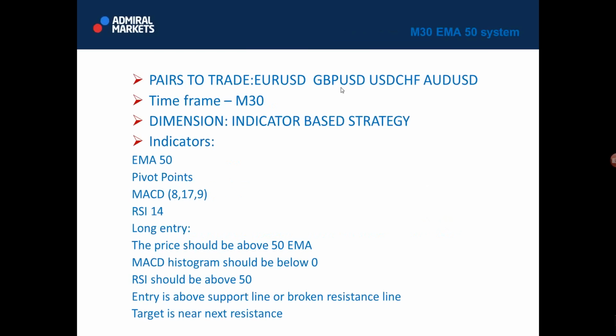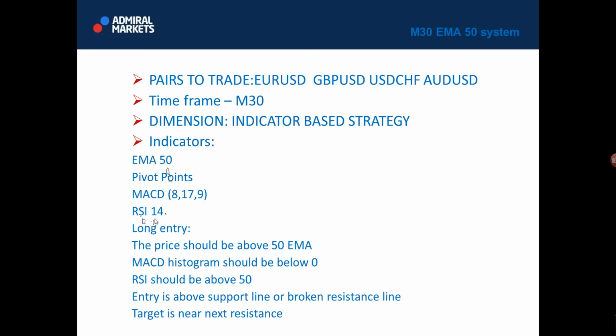Today I have chosen a strategy which is done on the M30 time frame. So basically it's a sort of intraday scalp swing strategy. It utilizes the M30 time frame. You can trade 4 of these pairs, but I suggest, of course, for novice traders, trading euro-dollar. You can also trade cable, dollar Swissy and Australian dollar, but I recommend normally to trade euro-dollar first. It's an indicator-based strategy, and this is what this strategy uses: EMA 50, pivot points, MACD with 8-7-9 settings, and RSI 14. Those are the indicators which this strategy will use.